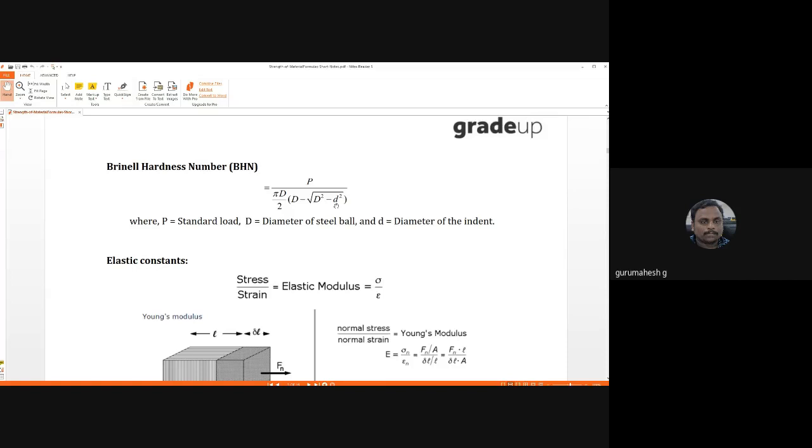Generally a hardness test is used for calculating the hardness of a component. There is the Rockwell hardness test and the Brinell hardness test. This is how to calculate the Brinell hardness number; it is an empirical formula defined by the scientist Brinell.